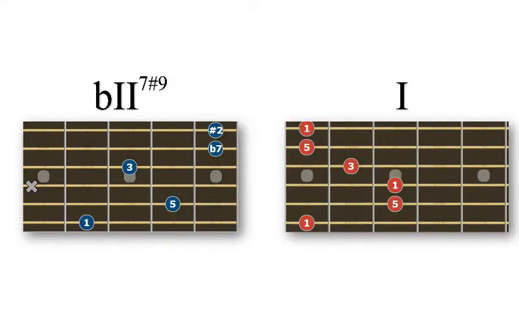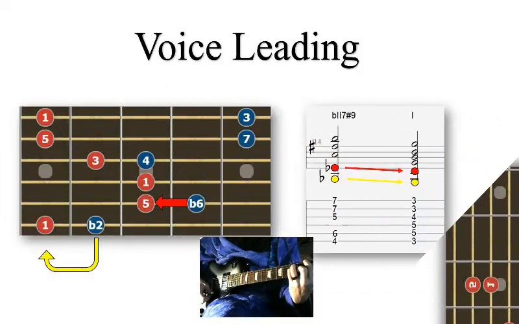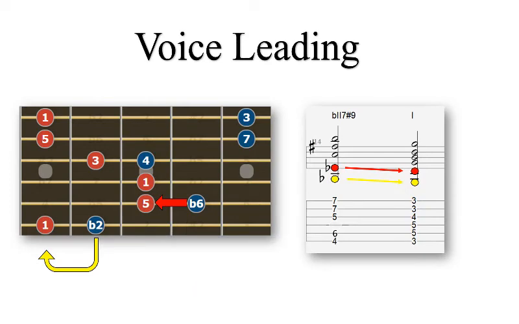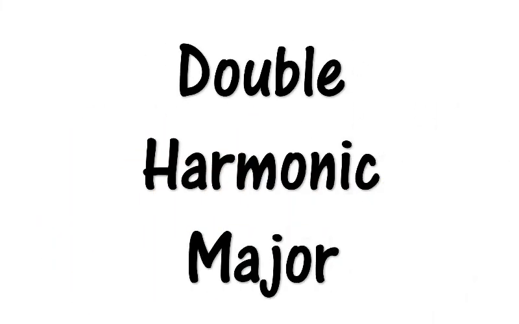Here's a cool resolution borrowing from the double harmonic major scale. The flat 2 and flat 6 resolving to their neighbors 1 fret down gives you this sharp sounding jazzy cadence. In the double harmonic major scale, which I will discuss further in a future video, you lower the 2nd and 6th scale degrees from the major scale.